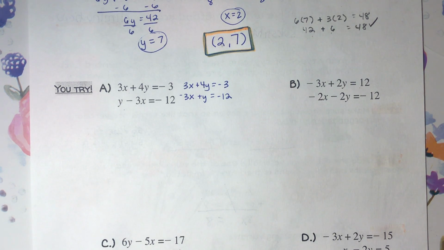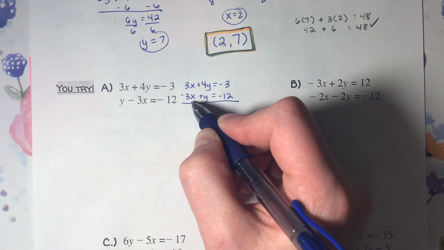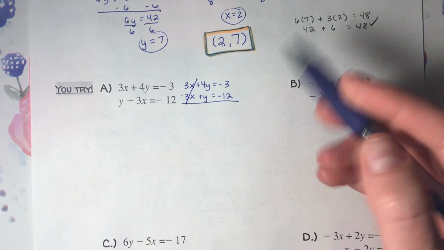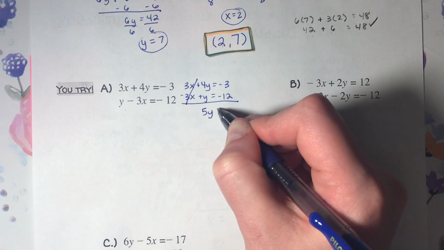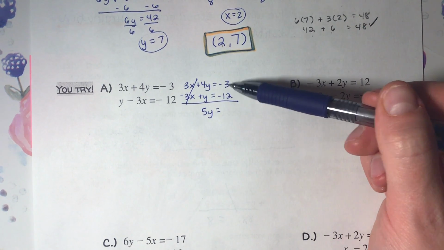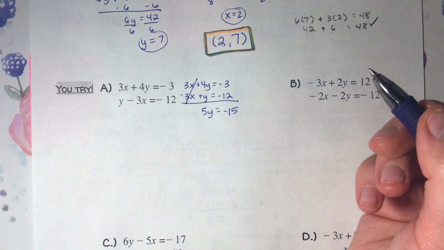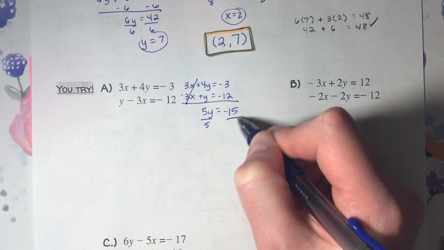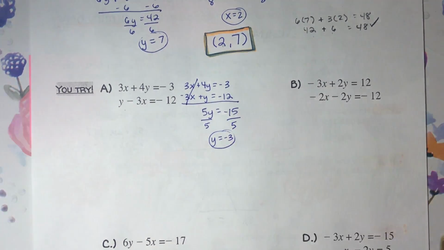Okay, add them up vertically now. 3x and negative 3x cancel. 4y plus y is 5y. Negative 3 plus negative 12 is negative 15. Divide by 5 on both sides to isolate the y, and I get y is equal to negative 3.